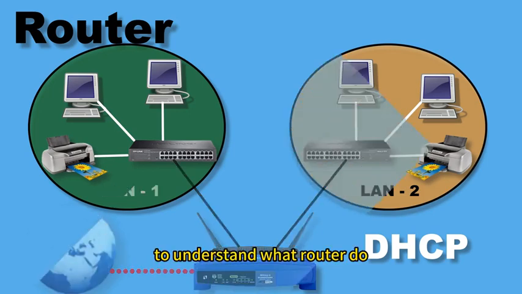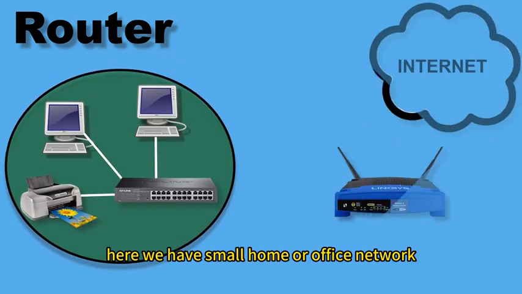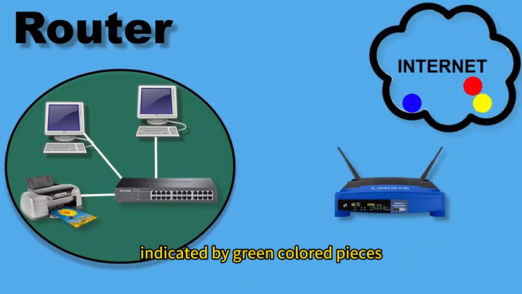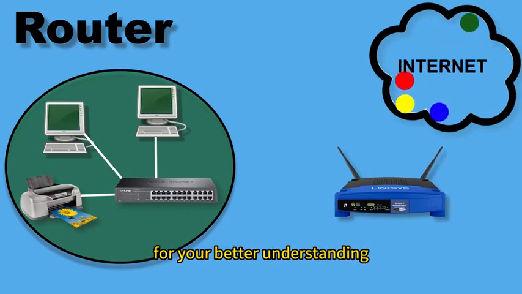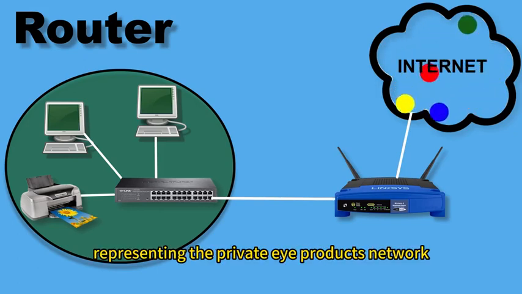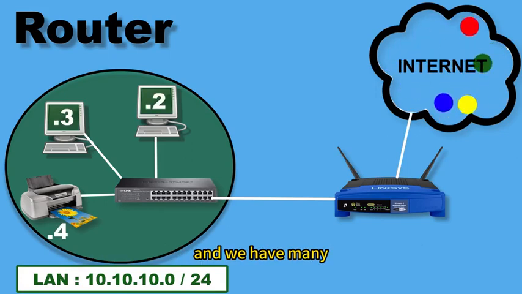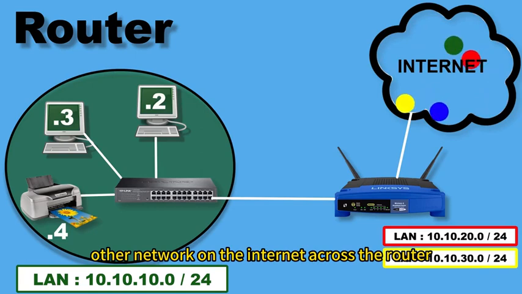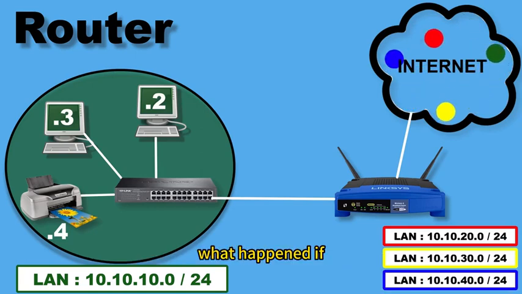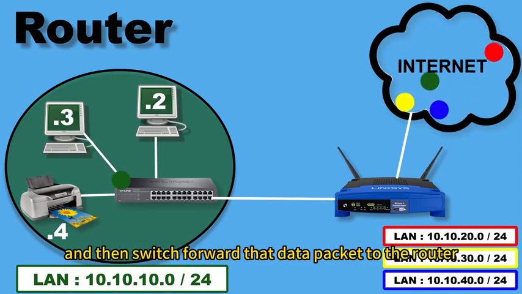To understand what a router does, let's take an example. Here we have a small home or office network indicated by green color pieces for your better understanding, and it connects to the internet with the help of a router. Green color basically represents the private IP address network or LAN network, and we have many other networks on the internet across the router. What happens if this green PC sends a data packet to its switch and then the switch forwards that data packet to the router?